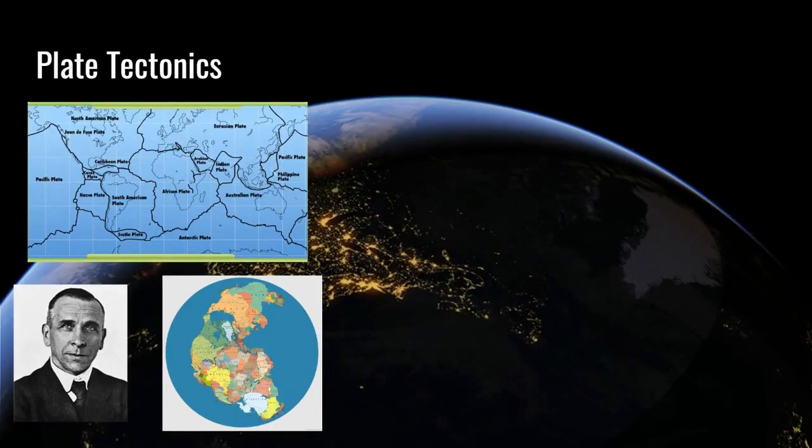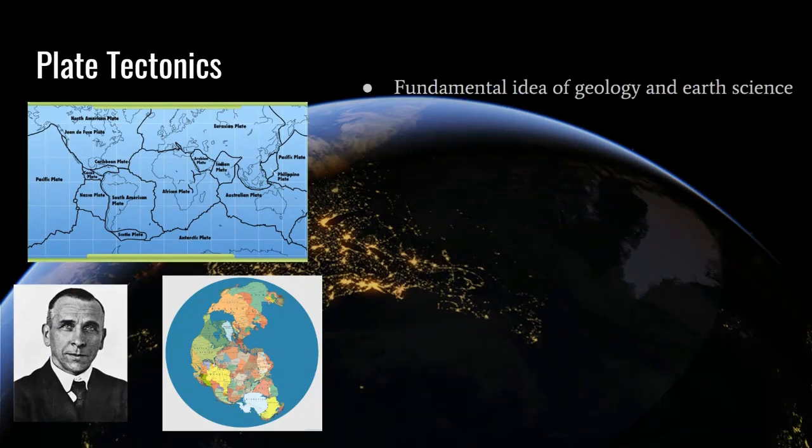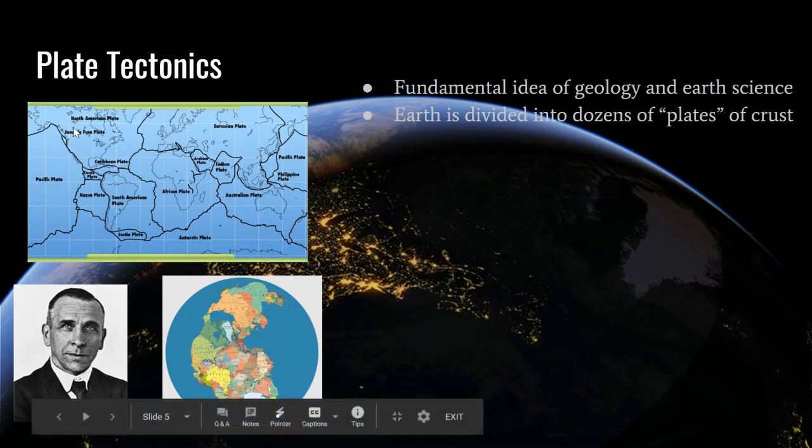Now, one of the key parts here is something we call plate tectonics. Plate tectonics is really the fundamental idea of geology and of all Earth science. The main idea of plate tectonics is that Earth is divided into dozens of what we call plates. The crust, in other words, is subdivided. And if you look at this map here on the top left, these are what the plates look like.